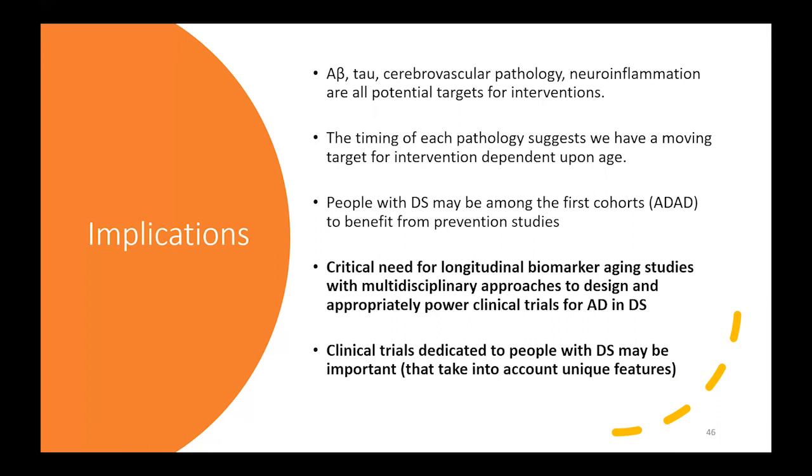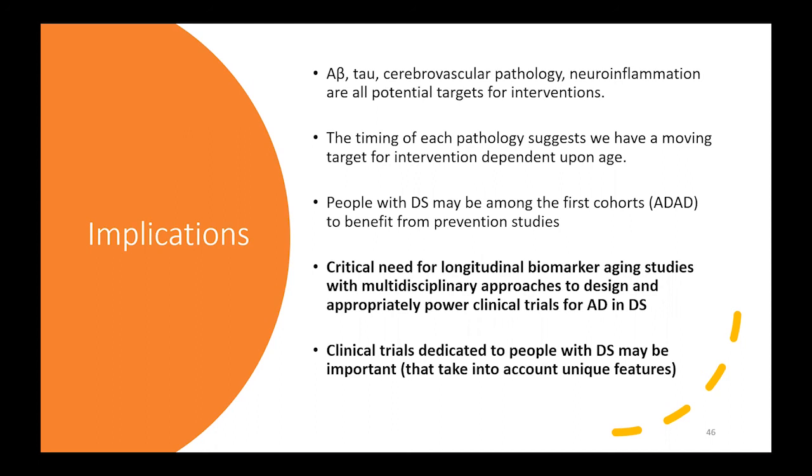So what are the implications of some of this work? I think really that there are multiple targets for intervention for people with Down syndrome that might target A beta, might target tau, might target cerebrovascular pathology and neuroinflammation. Maybe we have to consider, not surprisingly, multi-pronged types of approaches. However, because we can understand these different events in the context of aging in people with Down syndrome, we might be able to get a little bit more precise, based on the age of a person with Down syndrome, on what the best targets for intervention would be for that person.